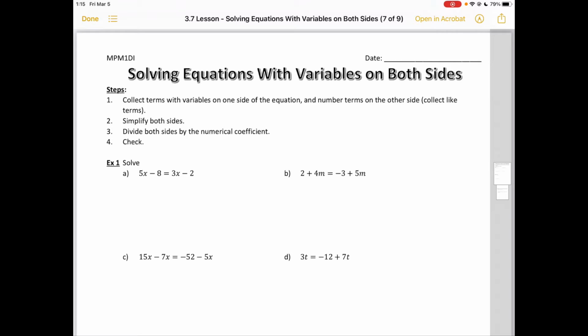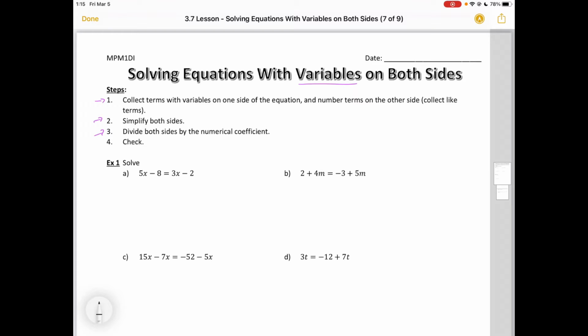This video goes over solving equations with variables on both sides. So your first step is to collect your terms with variables on one side of the equation and number terms on the other side. Your second step is to simplify both sides.